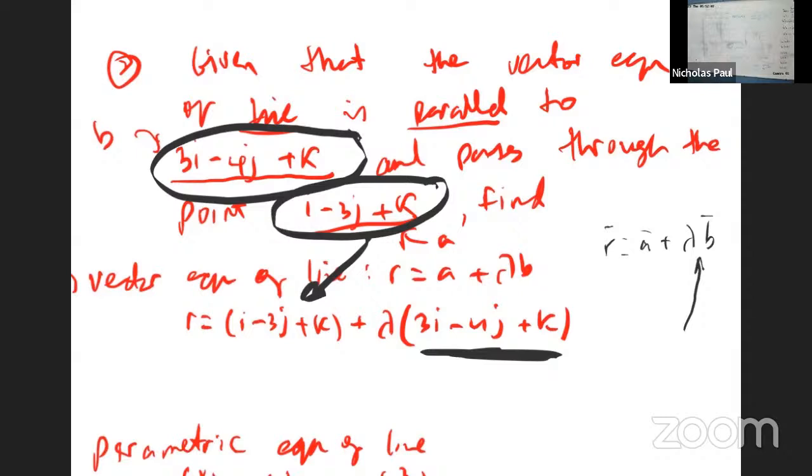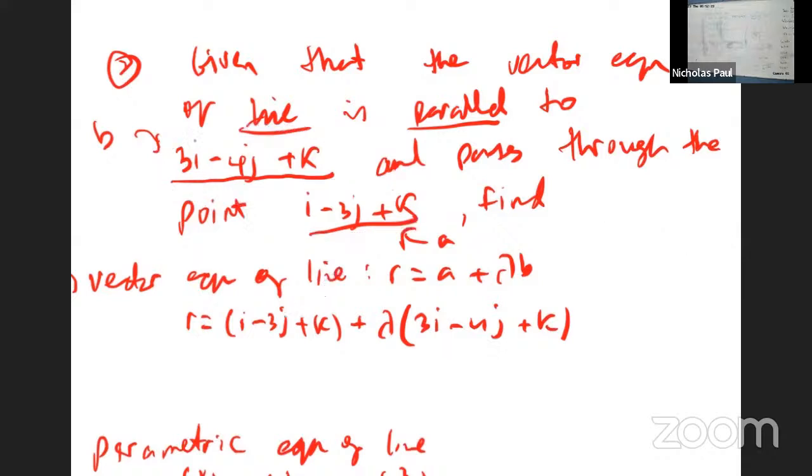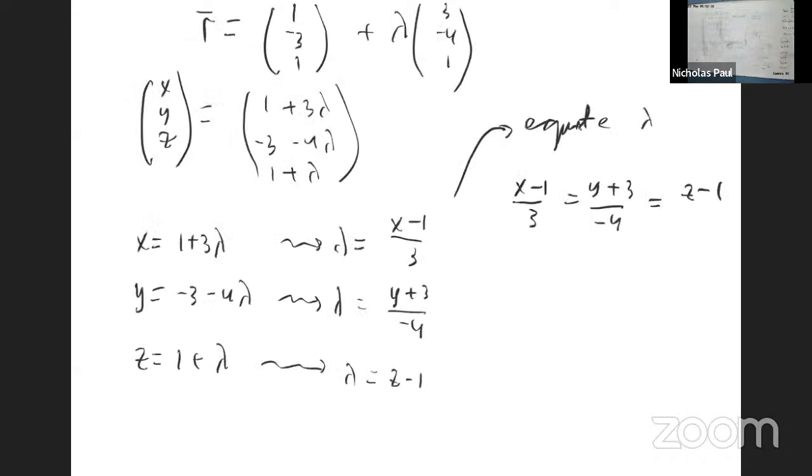Are you okay with that? You understand the difference, right? This here is always the parallel vector. We call it the direction vector. And a is always the point on the line. All right, any questions online? Zaria, are you okay? Zachary?